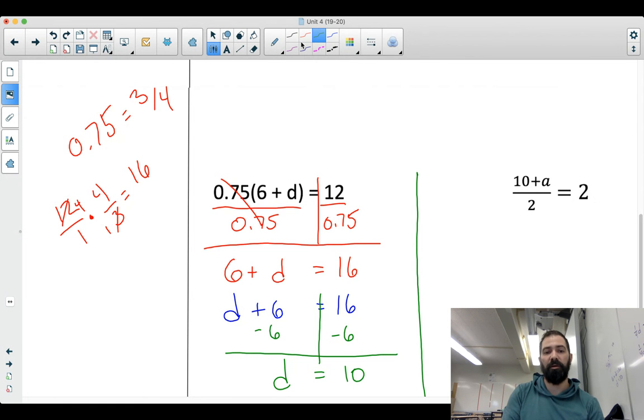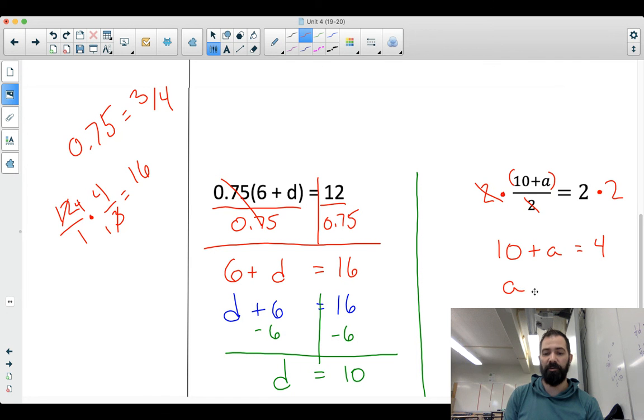Last one here. Now this looks a little different. If I was writing this out, that would be in parentheses. You're dividing that whole side by 2. The opposite of division is multiplication. So we're trying to get rid of that 2 on the bottom there, because we're trying to isolate that variable. These 2 cancel out. You're left with 10 plus A, and that equals 2 times 2, which is 4.